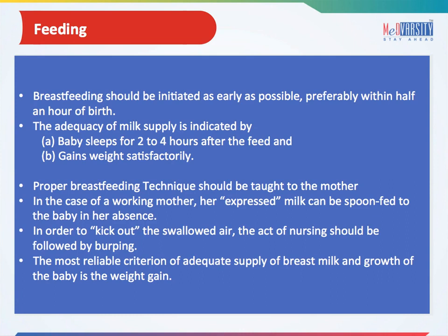In the case of a working mother, her expressed milk can be spoon-fed to the baby in her absence. In order to kick out the swallowed air, the act of nursing should be followed by burping. The most reliable criterion of adequate supply of breast milk and growth of the baby is the weight gain.